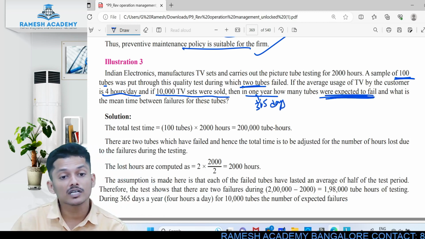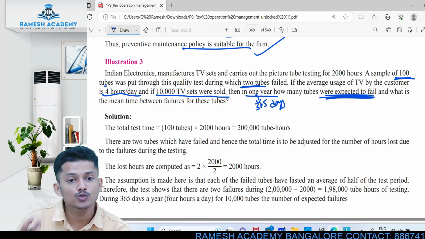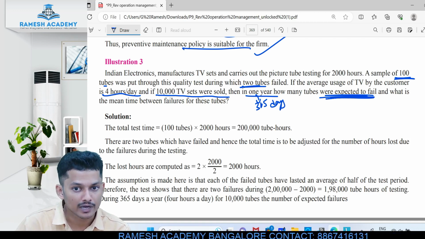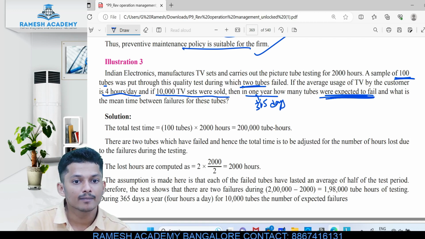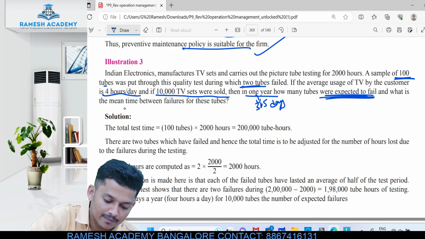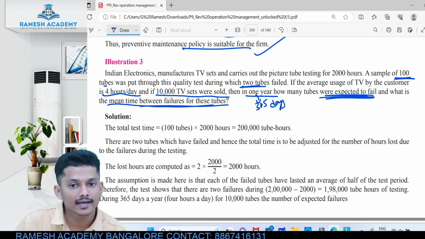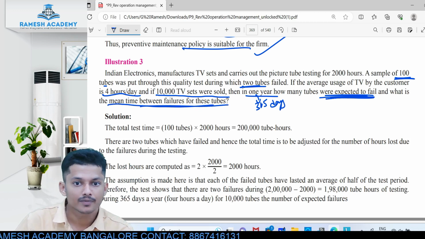Means if you go for a sample only, out of 100 tubes, 2 have failed. If you take 10,000 TV sets, then how many tubes were expected to fail? And in the meantime, what is the mean time between failures for this tube? There are 2 underlying sub questions here. Okay.